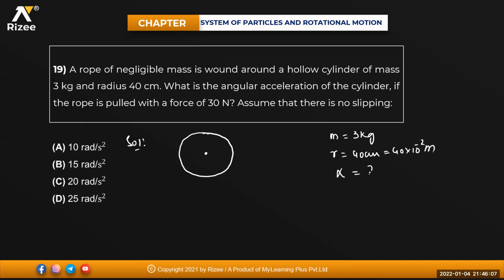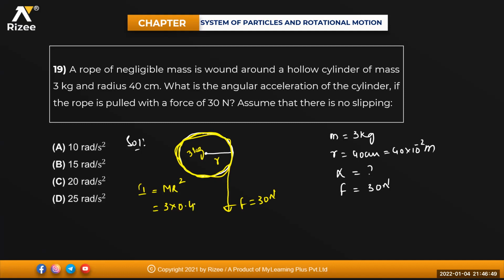What is the angular acceleration of the cylinder if the rope is being pulled with a force? Force is given as 30 Newton. Assume there is no slipping. Okay, this is your radius, and rope of negligible mass is being wound on it. Wound means like this. This is one part of it, and this one is wound like this, n number of times, and it is being pulled with a force F equal to 30 Newtons. This is the radius R. Mass is given for me as 3 kg. Okay, that means moment of inertia of this hollow cylinder will be equal to how much, beta? I is equal to M into R square. So mass is 3 into 0.4 whole square meters.